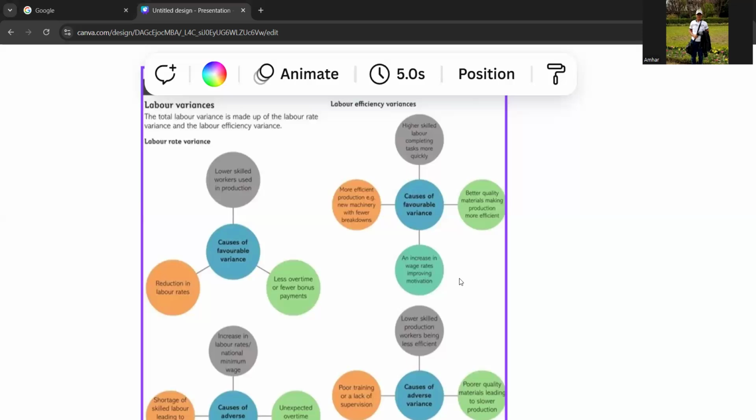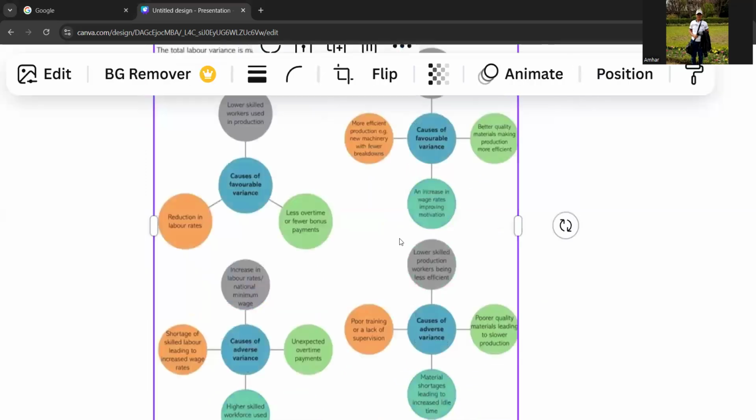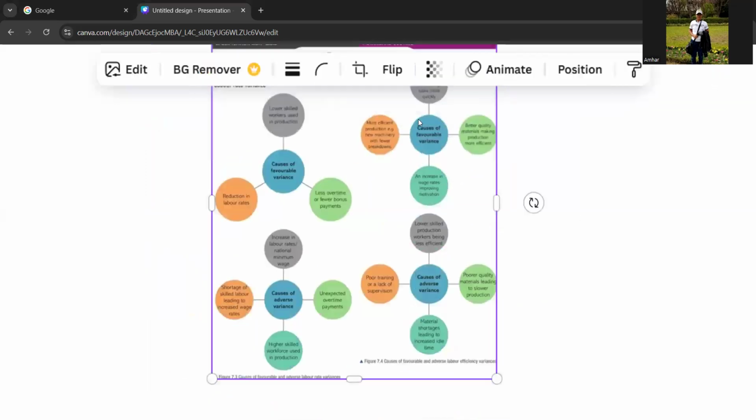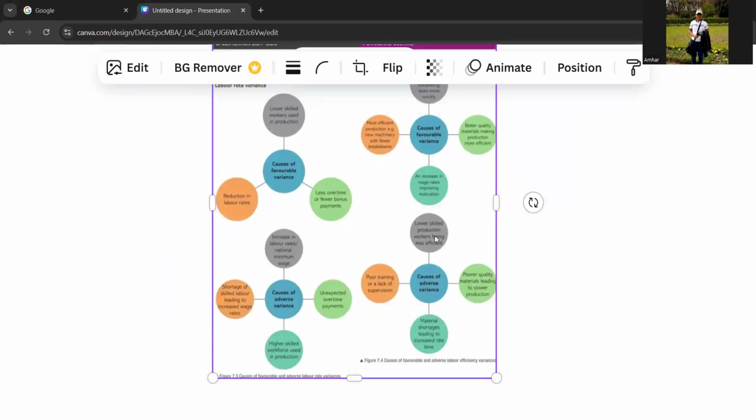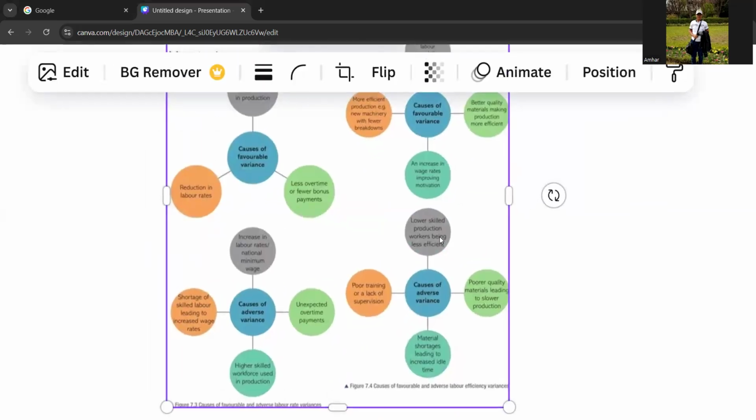Now look at causes of adverse variance. When there is an adverse labor efficiency variance, what happens? The reasons are lower skilled production workers being less efficient. So here they are saying if the company is using lower skilled workers, and they are less efficient, then it's bad for them. And then poor training or lack of supervision. So if the workers are poorly trained and there's a lack of supervision, then it will also cause adverse.